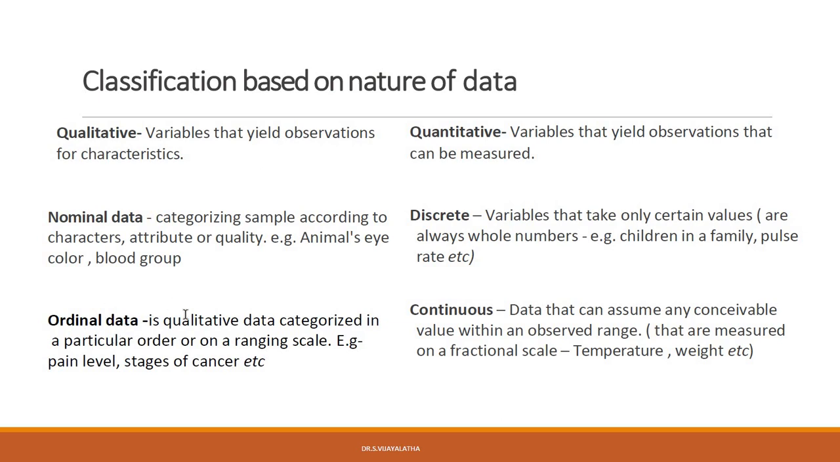Ordinal data is qualitative data that can be categorized in a particular order or on a ranging scale. Example, pain level on a scale of 1 to 10, stages of cancer, etc. Quantitative variables may be discrete or continuous. Discrete data can have only certain values like whole numbers. Examples are children in a family, pulse rate, etc. Continuous data can take up even decimal values, for example, temperature, weight, etc.